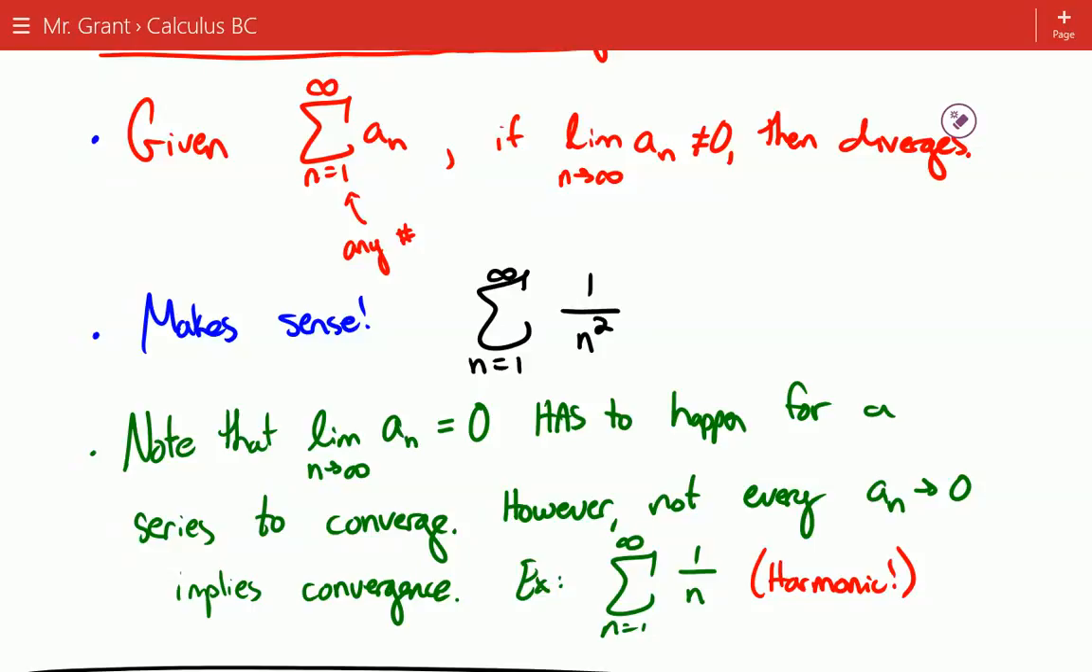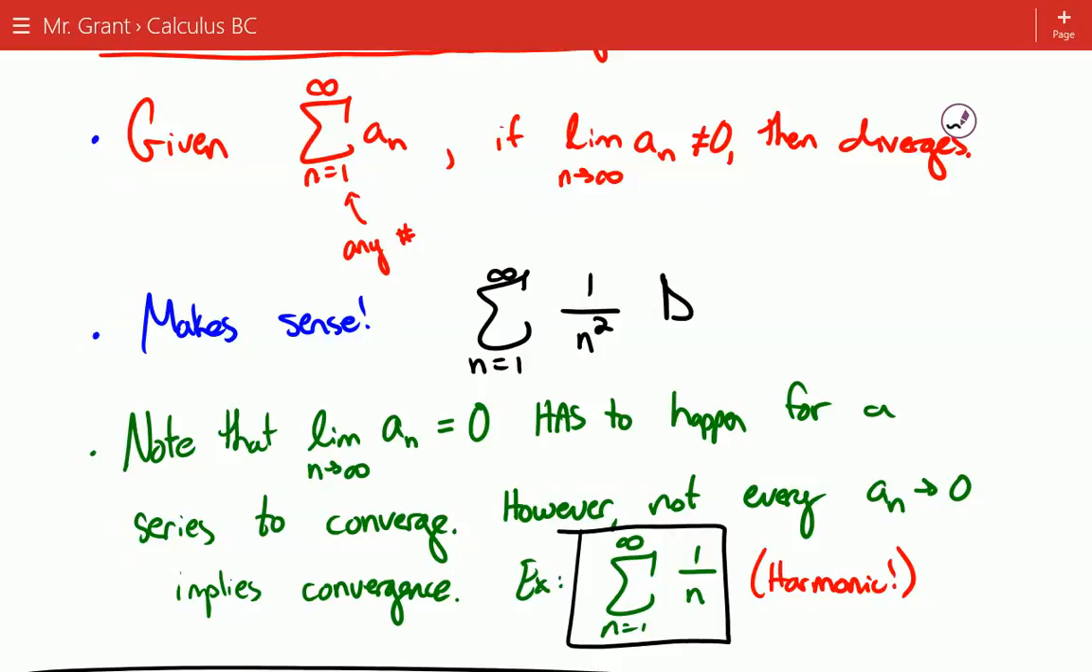because not every time you get an answer of 0 does the series converge. It has to equal 0 for it to converge, but there are many, many series that when you take the limit it equals 0 and they don't converge. For example, if you took a series that we aren't actually going to explore in this section, but it's a nice example. So the series from 1 to infinity of 1 over n, it actually diverges.